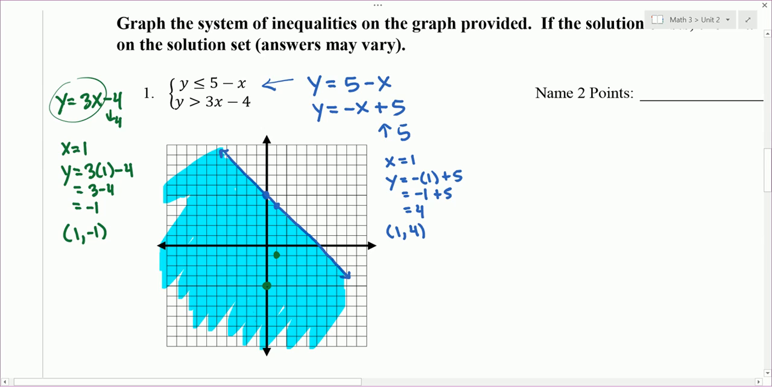Pause before you draw this graph. Look at the sign. It says y is greater than. It's not equal, it's greater than. So when we say solid or dashed, it's going to be dashed because it's not equal at that point. Something like that.